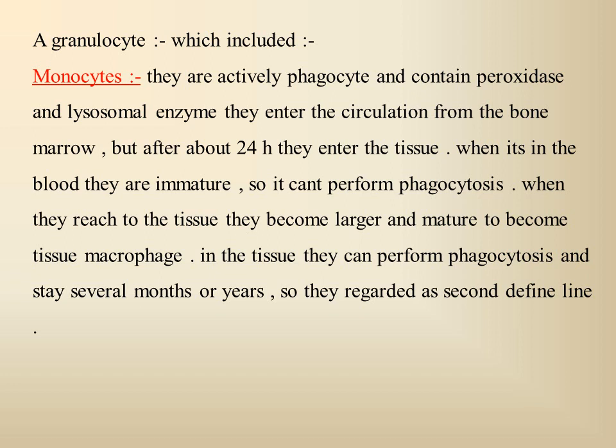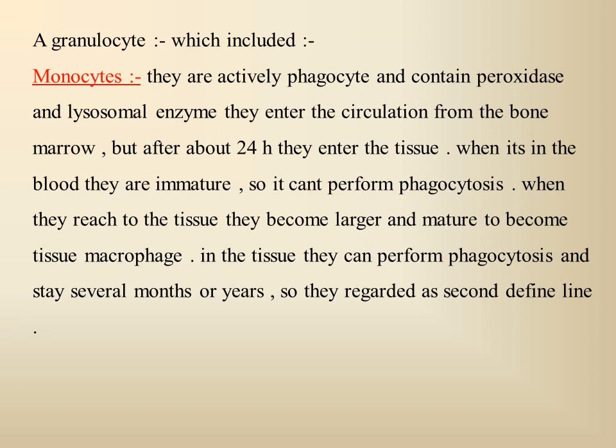Agranulocytes include monocytes and lymphocytes. So we are talking about the monocyte. What is the monocyte? It is a white blood cell, agranular in cytoplasm, and actively phagocytic. So it works together with the neutrophil. But this type of cell is considered a second defense line because it is immature in the blood.